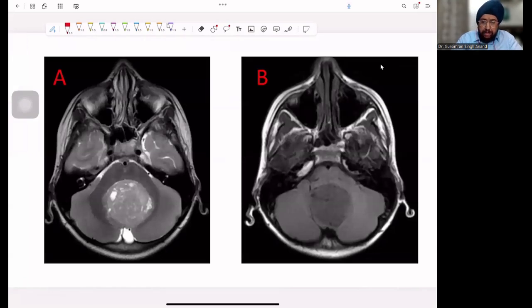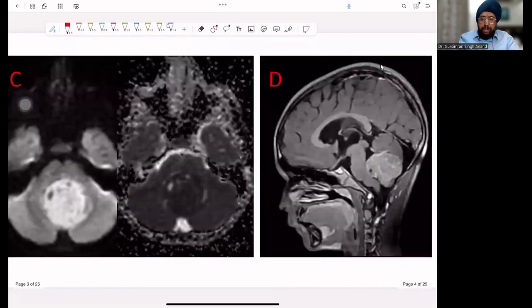So these are the images which have been provided to you. You can pause this video and try to analyze the images. So these are the first two images, and two more images have been provided to you.